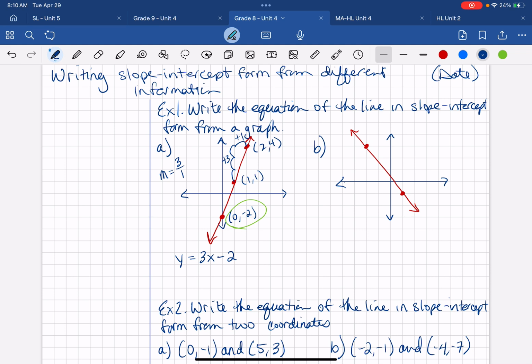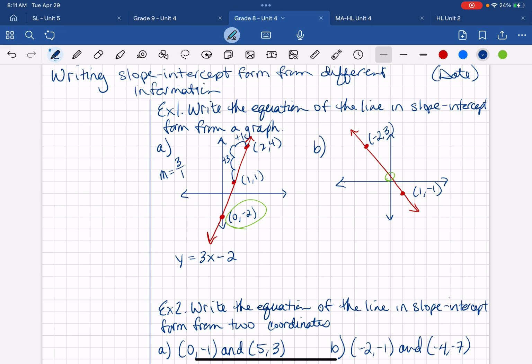Same thing again. I'm going to identify what I have. I have negative 2, 3, and 1, negative 1. And I notice that my line has a negative slope. So I'm going to figure that out first because I don't have my y-intercept. I know my y-intercept is here, but I don't know what that value is. And instead of assuming that it's something, you have to figure that out mathematically.